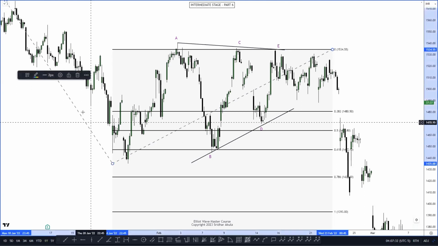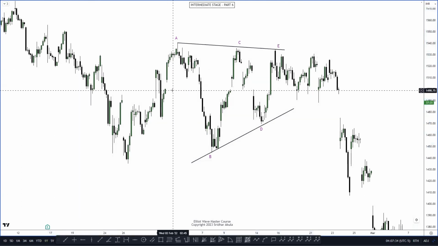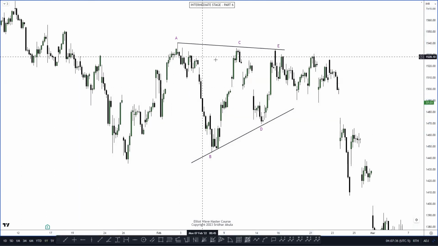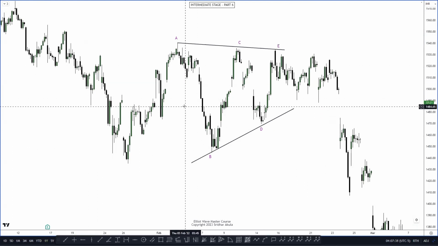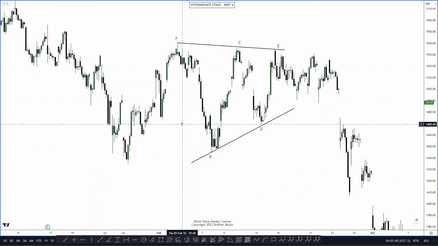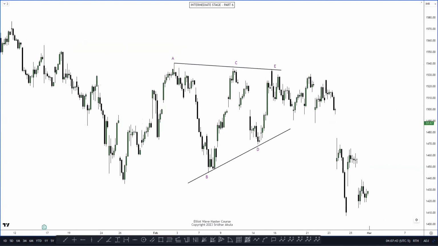I've told you what to look for in a triangle. How do you calculate the internal waves? Now you know how this triangle is a very, very high probability setup. Let's look at another example.